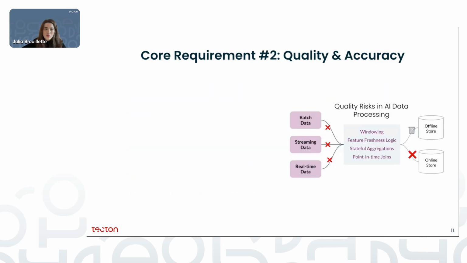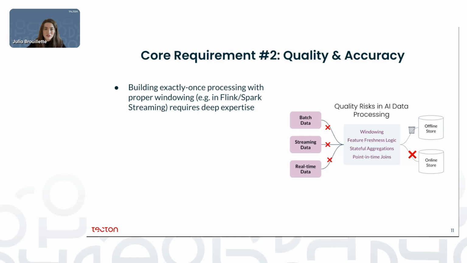Moving on, the second requirement is around data quality. Data quality issues are particularly tricky in fraud detection because they can silently degrade your model's performance. For example, if your stream processing isn't handling time windows correctly, your real-time aggregations become inaccurate. Point-in-time correctness is crucial. If your training data includes information you wouldn't have had at prediction time, your model learns patterns that don't actually exist in production.